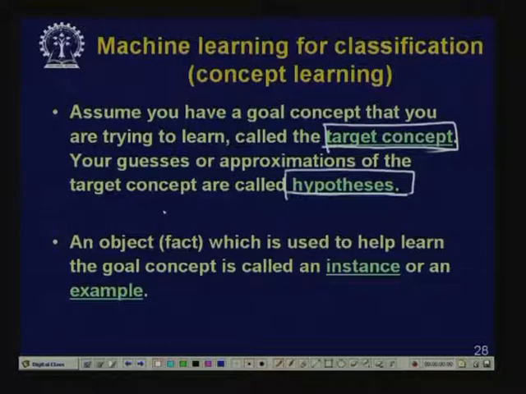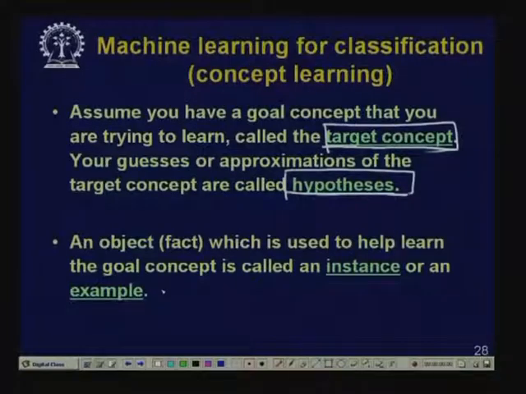And how do you form the hypothesis? By looking at data, by looking at many instances of data or examples. So, an object which is used to help you learn the goal concept is called an instance or an example. An instance or an example is something which helps you learn the goal concept.